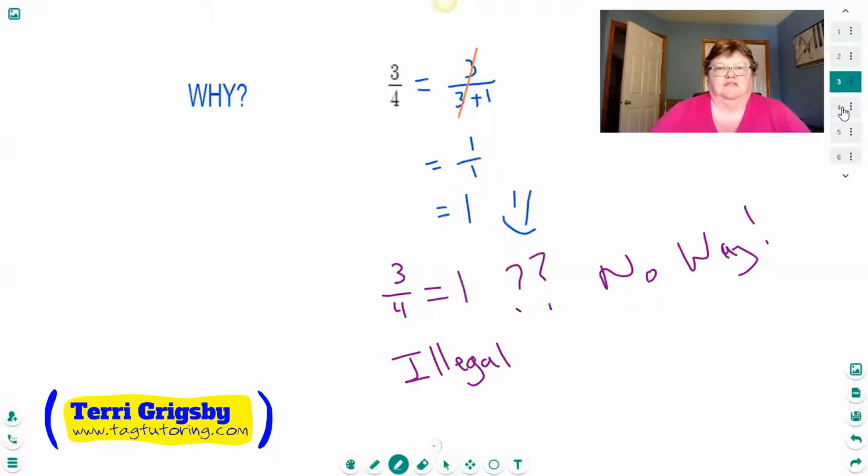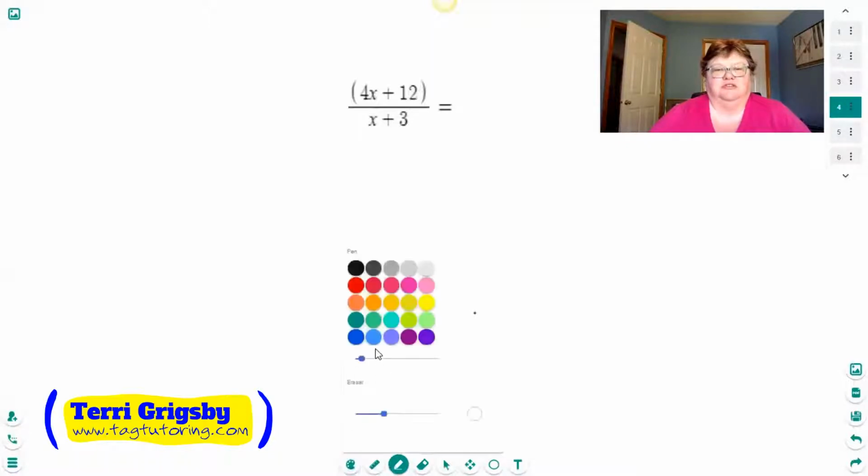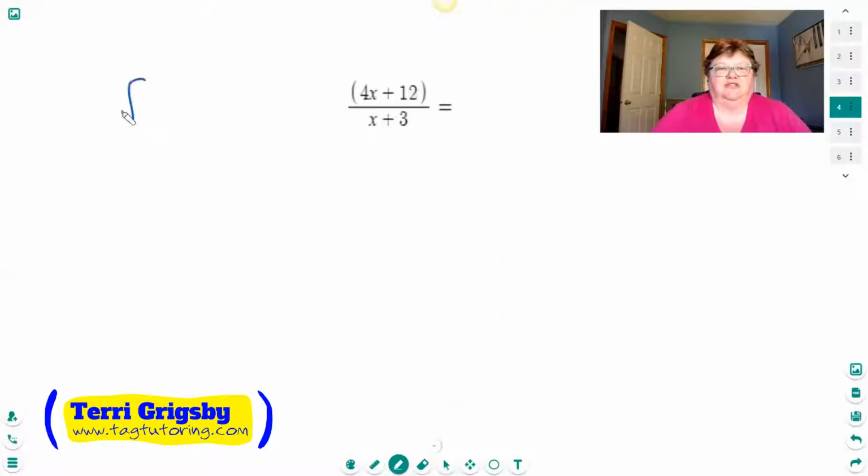Okay, so let's look at this problem now. I've given you a fraction, it's got variables in it, and I'm not going to try and cancel the x's or the 3 and the 12 because I know now the math police thinks that's illegal, and I know it's illegal. So here's what you have to do when you go to solve these. You have to factor first. It seems so innocent, but people that don't do it don't get these right.